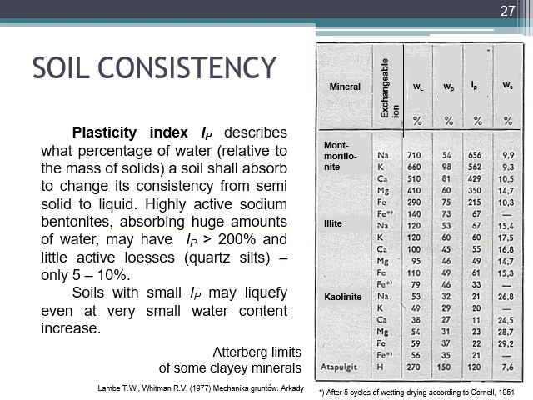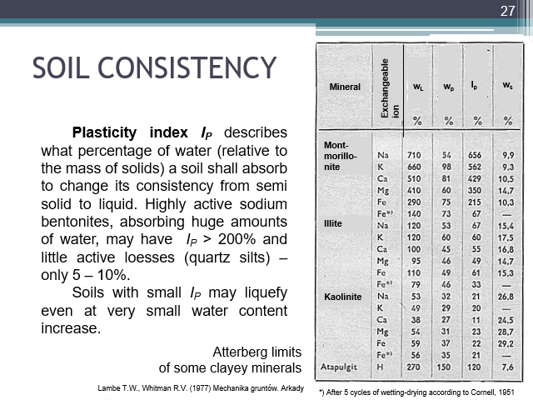The liquidity index IL and the consistency index IC depend on the current water content of the sample. So if the water content is changing, also the IL and IC values are changing. The plasticity index IP is a constant for a particular soil. It describes what percentage of water relative to the mass of solids a soil shall absorb to change its consistency from semi-solid to liquid.